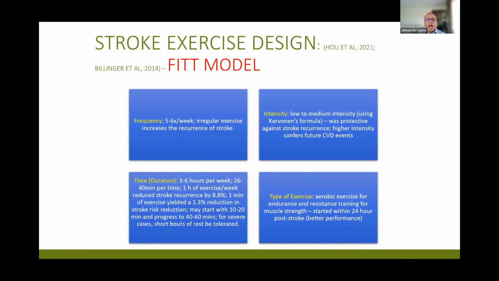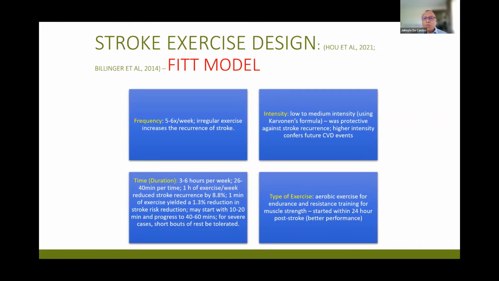So we would like to follow the FIT model. For those of you, maybe you know this. FIT stands for frequency, intensity, time or duration, and the type of exercise. So the frequency could be from 3 times a week to a maximum of about 5 times a week. When the patient is an inpatient, we would encourage exercise every day, okay? But the moment he's discharged, we can probably do 4 times a week or 3 times a week.